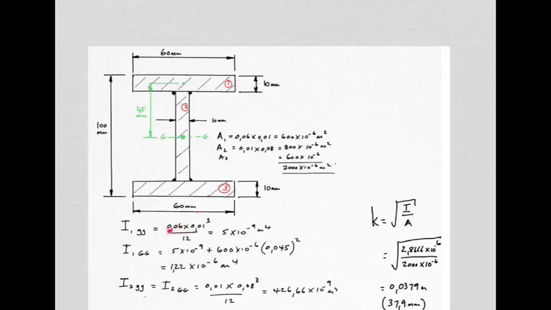So B is 0.06, remember we work in base SI units, so that's meters, 60mm expressed as meters. 0.01 is the 10mm expressed as meters, it's the one that gets cubed, over 12, and there's your answer, 5 times 10 to the minus 9 meters to the fourth.